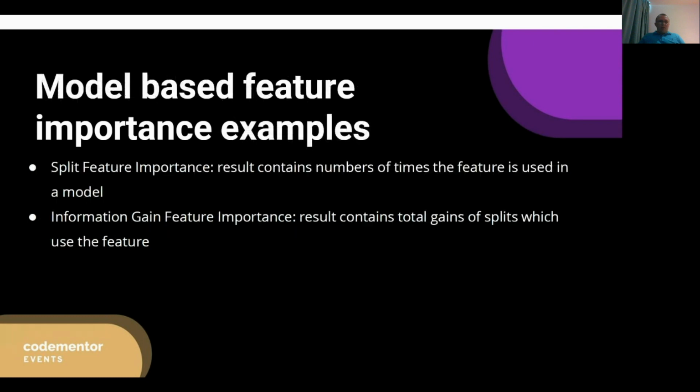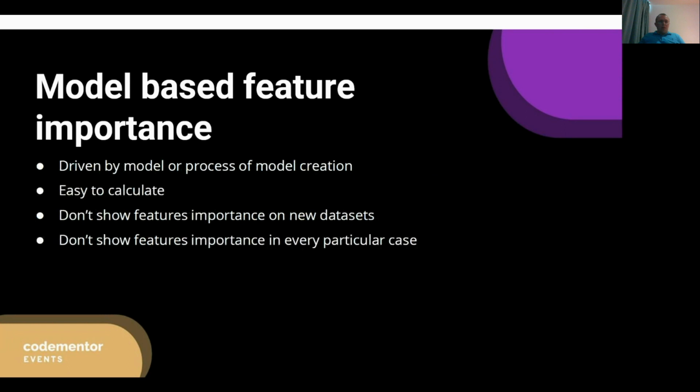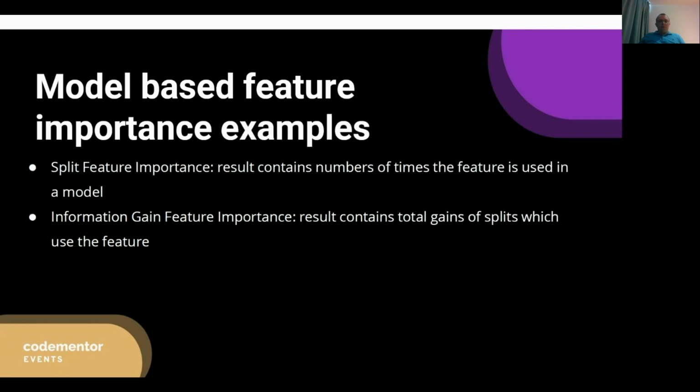Again, it's very easy to calculate, but it doesn't show the importance on a new dataset. So maybe for other datasets, not the train set, it can be quite significantly different. Performance of the model and importance of the feature in different datasets can be significantly different.